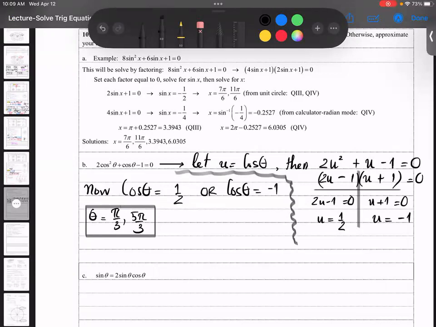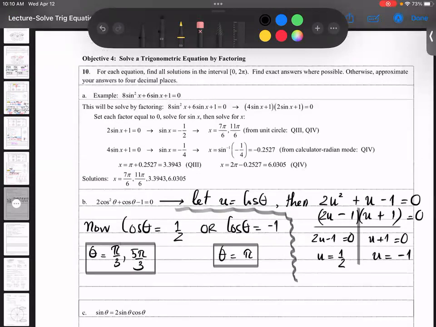What angle gives me cosine theta equals negative one? Pi, right, thank you very much. And remember, we only care about the period between 0 and 2 pi. What happens if it's 0 to 4 pi? What happens 0 to 6 pi, right? We'll talk about that next time.